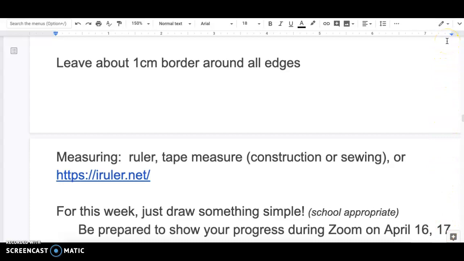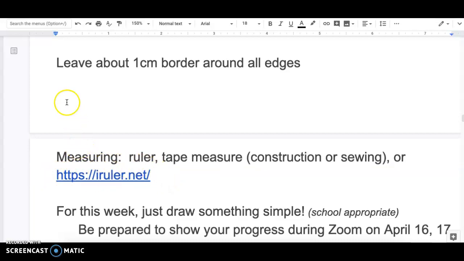Now, if you don't have a ruler at home, here's some ideas. So you can use a ruler. There's also tape measures, so the type that maybe you use for construction or measuring boards or a room. And there's also sewing. So my daughter's been making curtains for her windows, so she's been using a sewing tape measure. There's also a link here that you can click on, and no matter your screen size, it's pretty amazing, you can get a very accurate ruler.